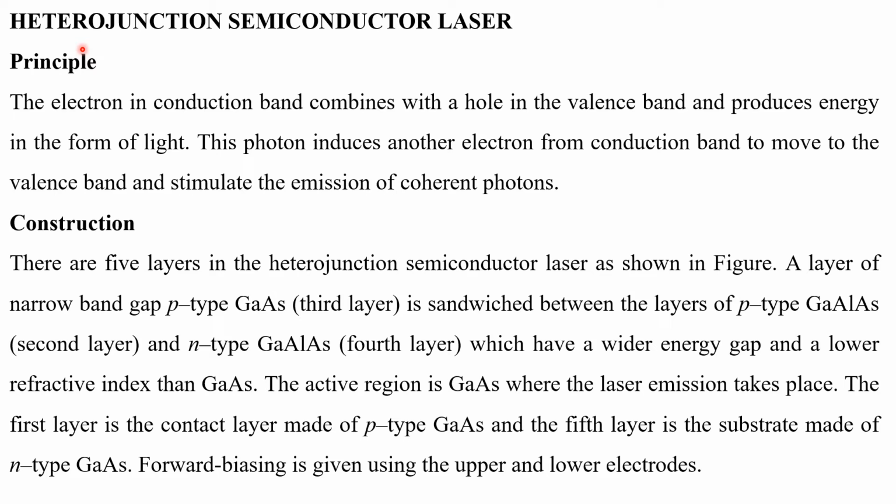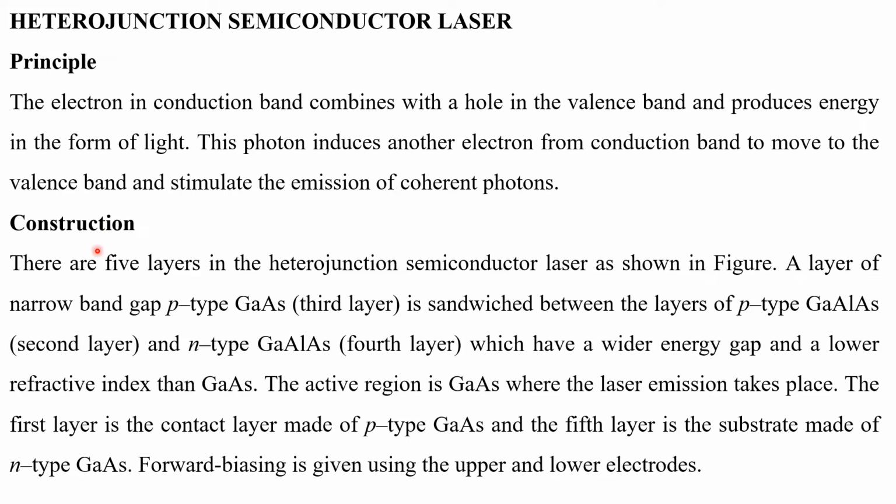Now let us see the heterojunction semiconductor laser principle. The electron in the conduction band combines with the holes in the valence band and produces energy in the form of a photon. This photon induces another electron from the conduction band to move to the valence band and stimulates the emission of a coherent photon.